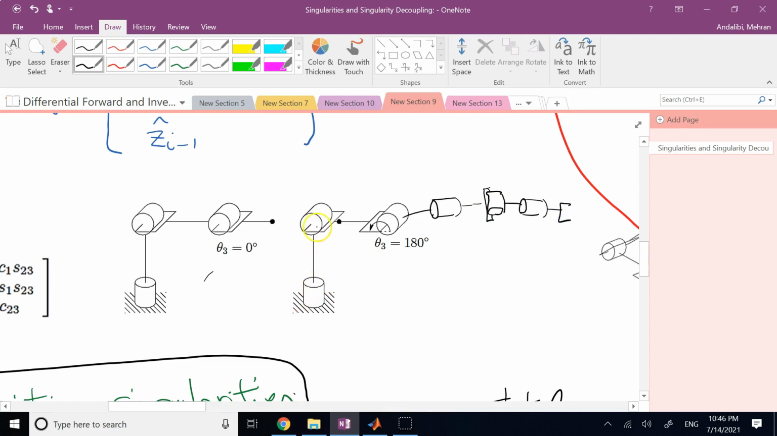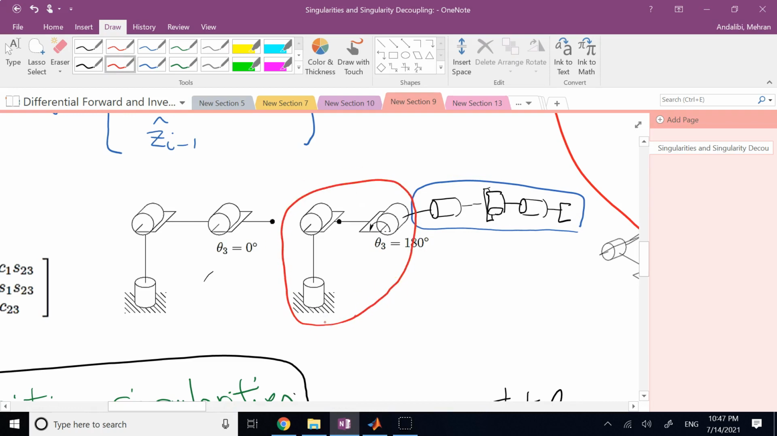The question is, what are the total singularities for this 6 degree of freedom robot? You say, well, I separate. I look at the singularities of this spherical wrist separately, and I look at the singularities of the first 3 joints separately. And then whatever they have, the combination will be the total singularities of the manipulator.